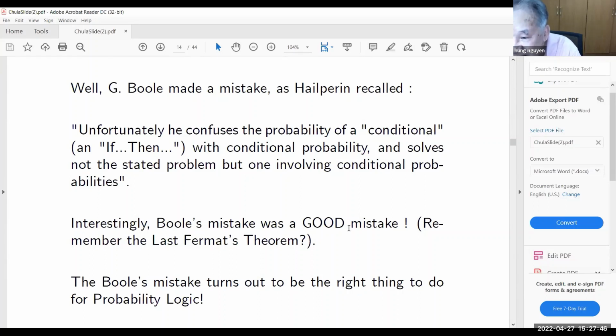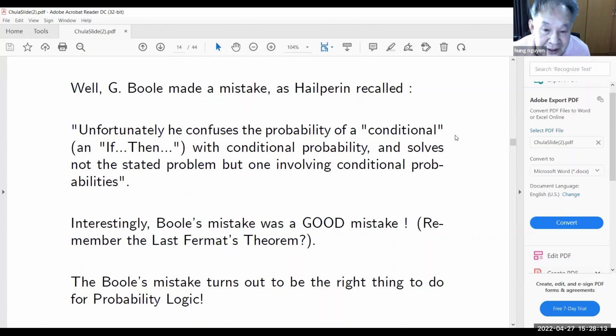Shame, you cannot live with shame. If you think it's so shameful, you have to kill yourself. Okay? The good mistake, because the good mistake in Fermat's last theorem finally got us the correct one. And here is exactly the same thing that we get. Boole's mistake turned out to be the right thing to do for probability logic.